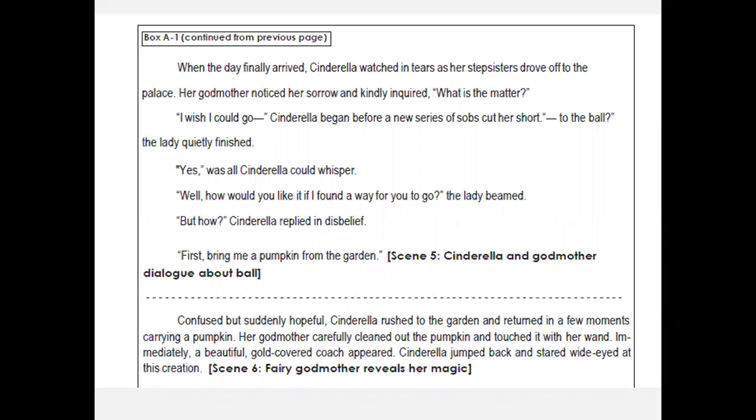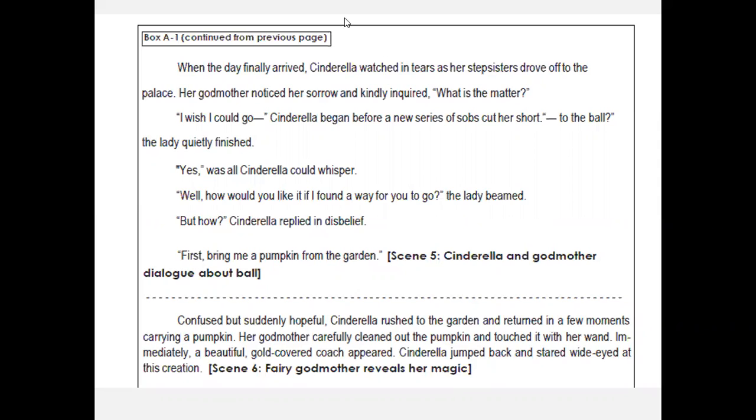We have a scene here, right? We have a scene, which is scene 5, and that scene is about Cinderella and Godmother dialoguing about the ball. One of the amazing things about this project is that they can go scene by scene and develop their own. It's just amazing. I love these. I have so many of them. All right, from fourth grade up. So scene 5, Cinderella and Godmother dialogue about the ball.